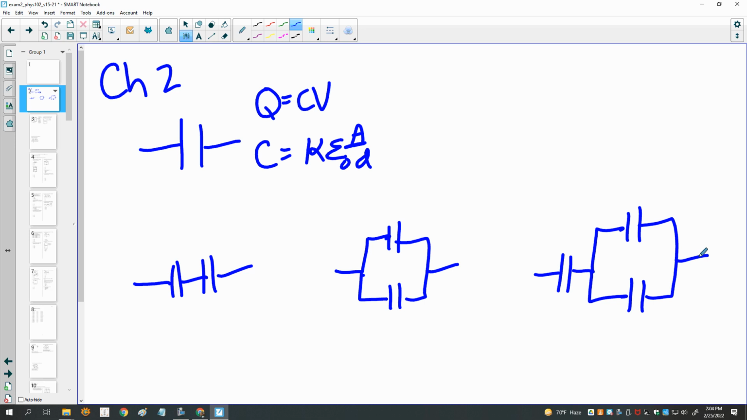You will likely have a capacitor problem as one of your free response questions. I'll show you an example of that here in just a second. Okay, so make sure you know how to do capacitors in series and parallel and combination. And we spent a lot of time on those circuits, so go back and review those. You'll see both quantitative and qualitative questions.